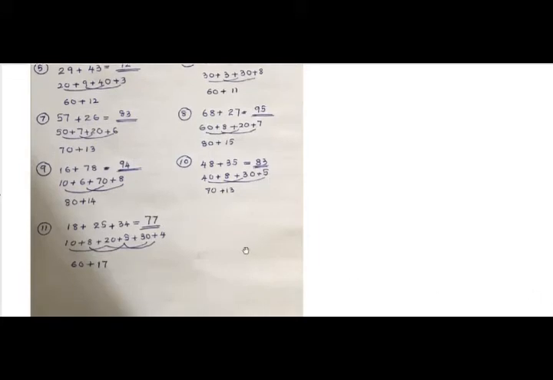Right. First we'll partition 18, 8 units, 1 ten. We'll partition 25, 5 units, 2 tens. 2 tens is 20. Then the third number 34, 4 units and 3 tens. 3 tens means 3 times 10, 30. We add tens together and units together. What are the tens? 10, 20 and 30. Shall we add them? 10 plus 20, 30. 30 plus 30, 40, 50, 60. So the answer is 60.